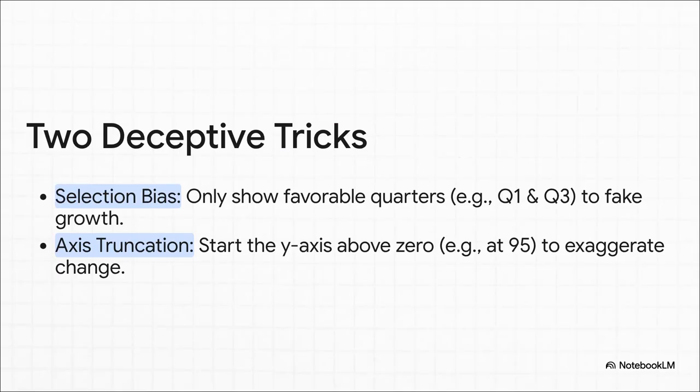If you wanted to turn that boring data into a thrilling story of explosive growth, you only need 2 sneaky tricks. The first is called selection bias, or cherry picking. The second is axis truncation, a visual trick to make small things look huge. Let me break them down.